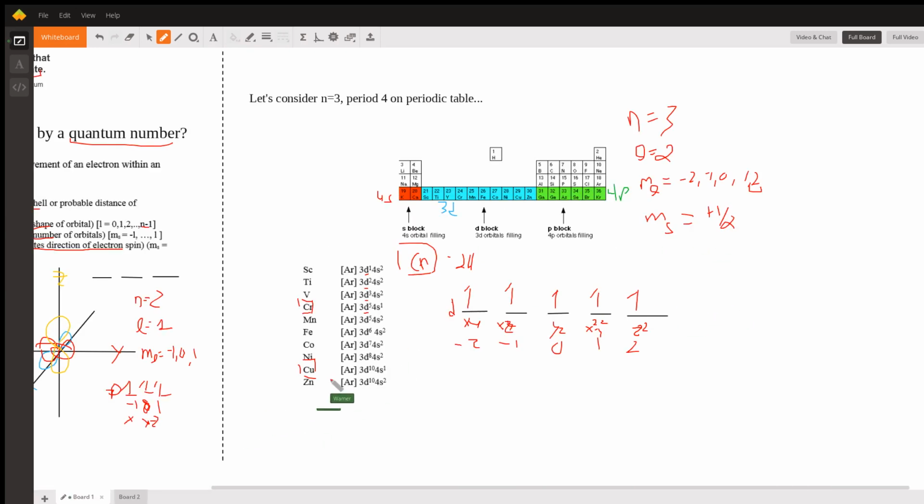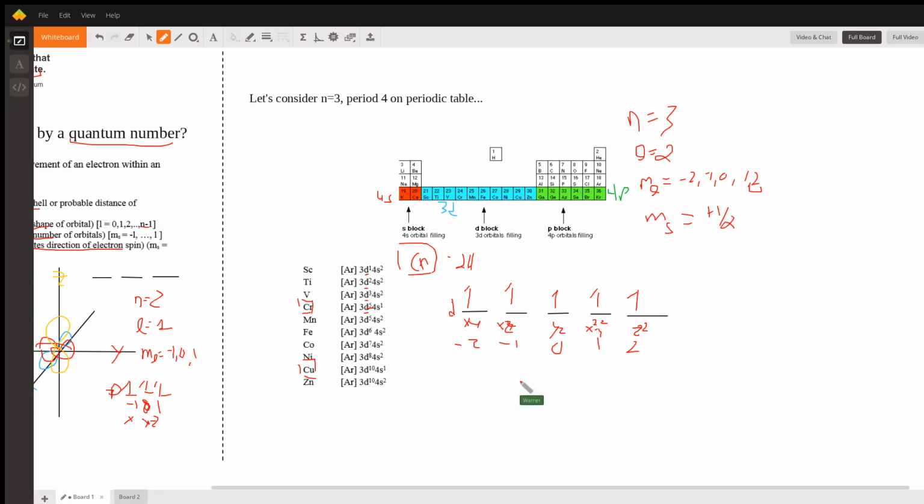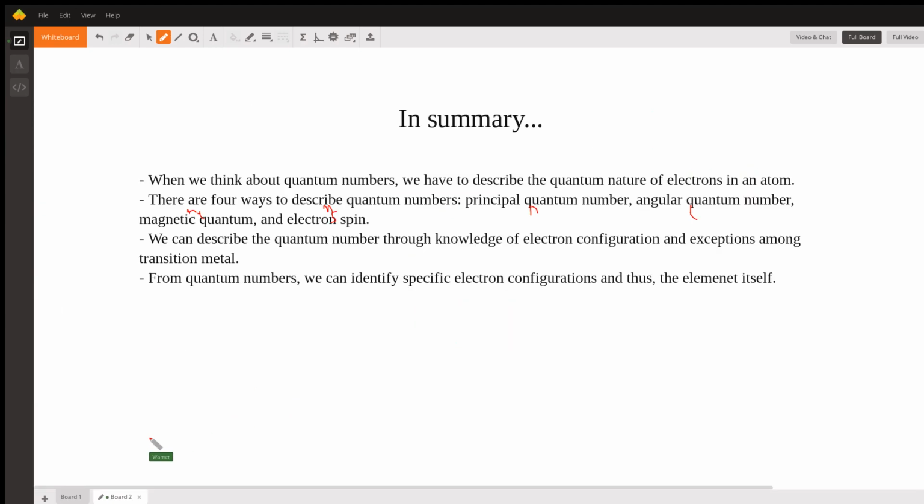So in the case of chromium, we realize it's going to be 3d5, 4s1. So when we're solely focusing on the d orbitals, we realize that there's going to be 5 electrons occupying it. So it's going to be half filled. So from quantum numbers, we can identify specific electron configurations and thus the element itself. So if we associate this d orbital with the electron configuration, we can associate this electron configuration with the element itself and the atomic number, which is going to end up being 24.